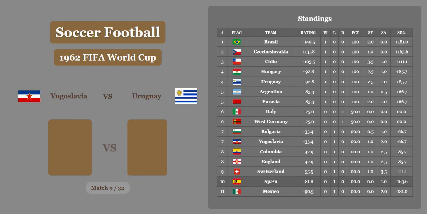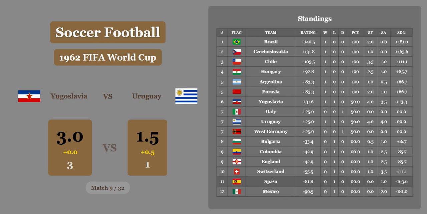Yugoslavia versus Uruguay. 3-1. Yugoslavia gets a huge win over a strong team. And that's going to take them from 7th to 6th, and Uruguay down to 7th. Uruguay gets a half goal on the economic difference to cut the lead in half.